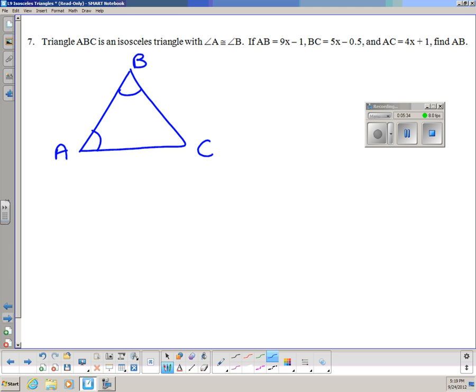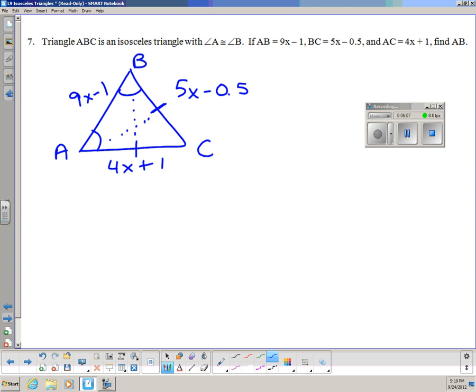Now right off the bat, I'm saying, well, this is an isosceles triangle. I know that the sides opposite the congruent angles are congruent to each other. So I mark those in immediately. AC is congruent to BC. So I have AB. They told us an algebraic expression for AB was 9x minus 1. BC was 5x minus 0.5. And AC was 4x plus 1.